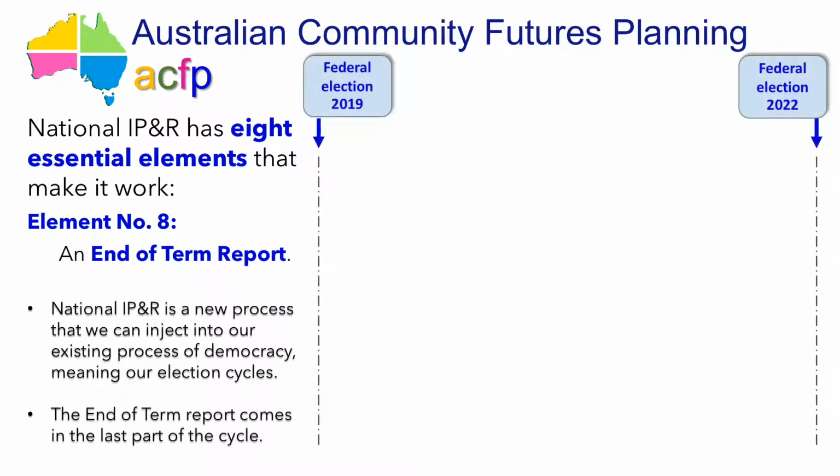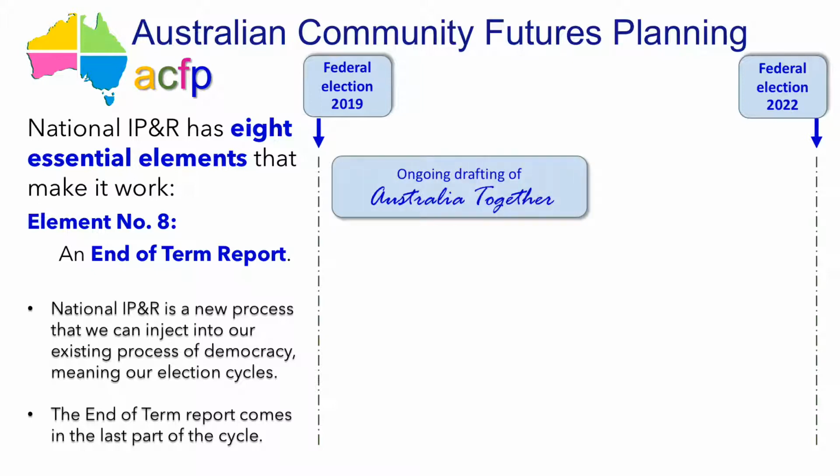The full cycle starts immediately after an election, very much in the way Australian Community Futures Planning started the first ever cycle of National Integrated Planning and Reporting after the 2019 federal election, although ACFP had to figure out how to make IP&R work at the national level, and this created a delay in the first cycle. Once we got going, though, with a robust process that could be applied efficiently and effectively at the national level, we picked up speed, at least in the planning part of the cycle.